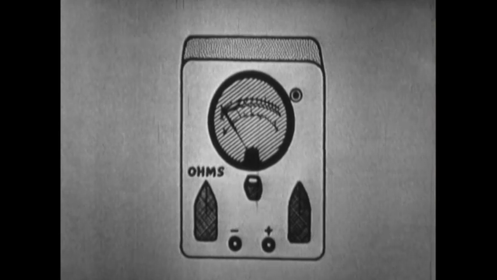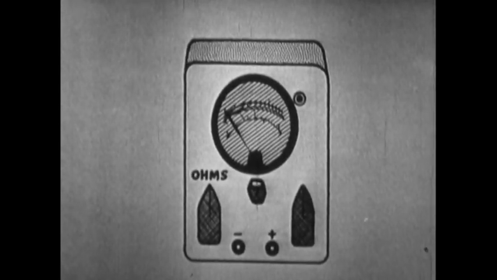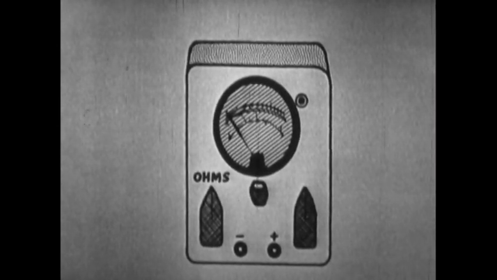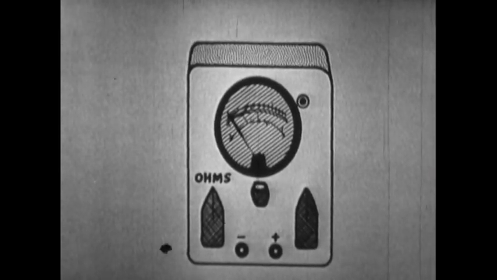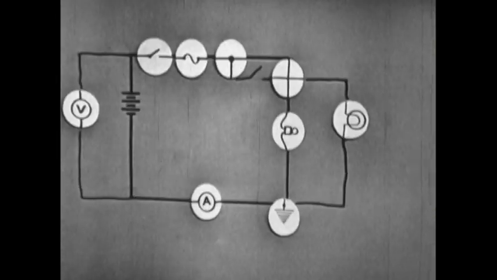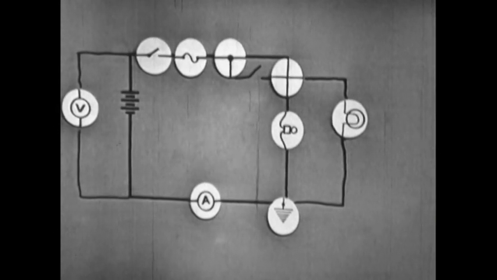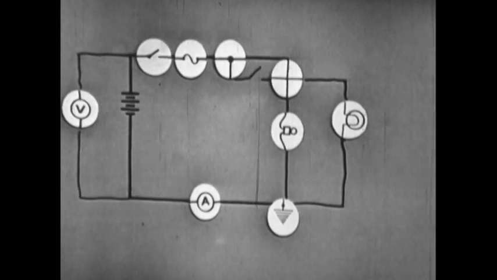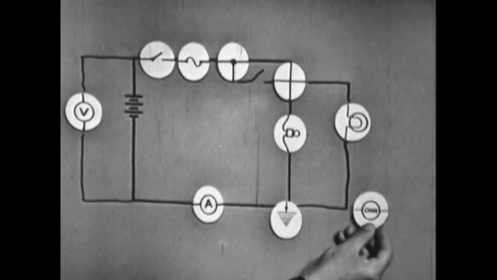This is an illustration of an ohm meter. When you studied resistance, you found out that the particular unit of resistance is an ohm. The word ohm, or ohms, will appear on the face of a meter that is used to measure resistance. What does the ohm meter symbol look like? It's very close to the other meter symbols, except that there is the word ohm or ohms within the circle. I'll add the symbol to our schematic.